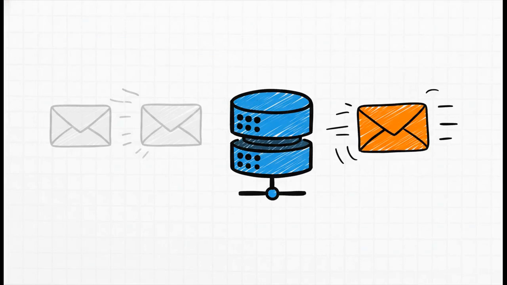Okay, so the first rule of HTTP, and this one is a biggie, is that it's stateless. What does that mean? It means the server has the memory of a goldfish. It has absolutely no memory of anything you've asked for before. Every single request you send is treated as a brand new first-time event.